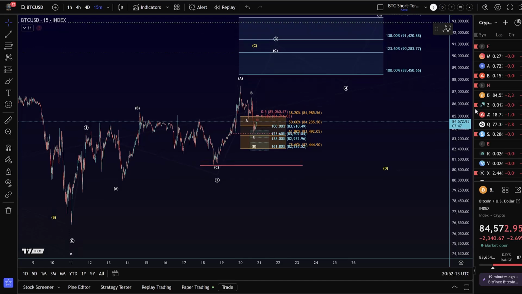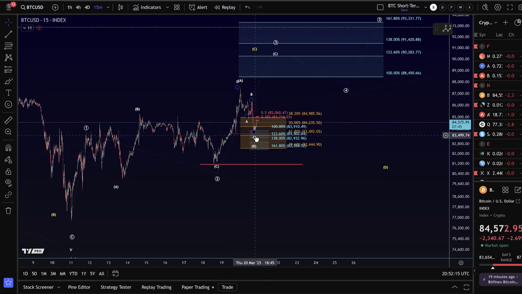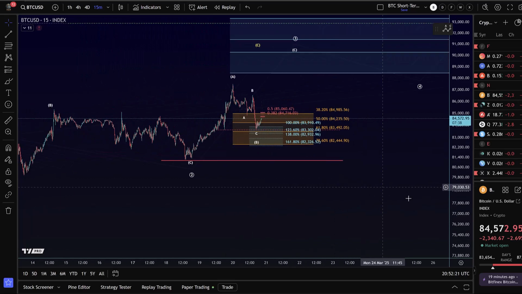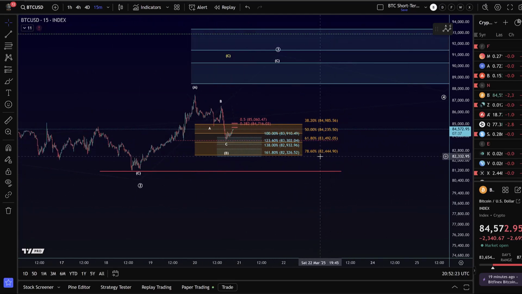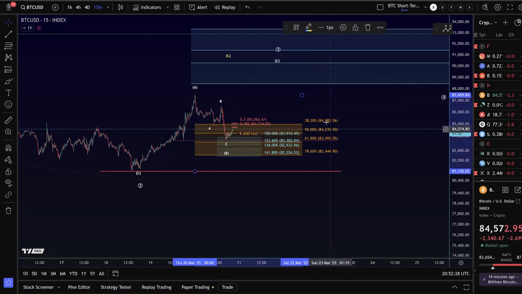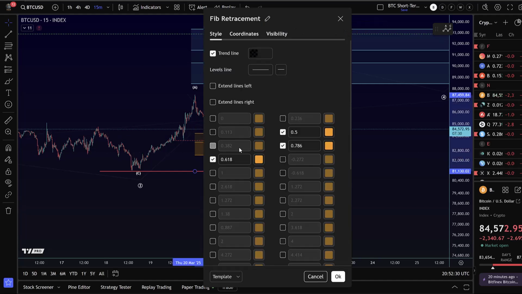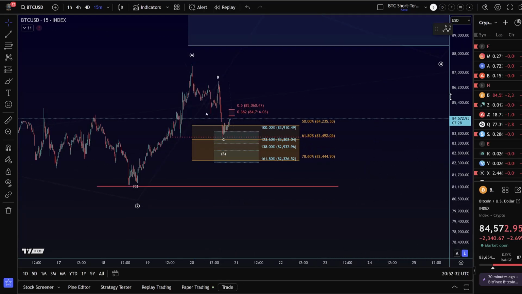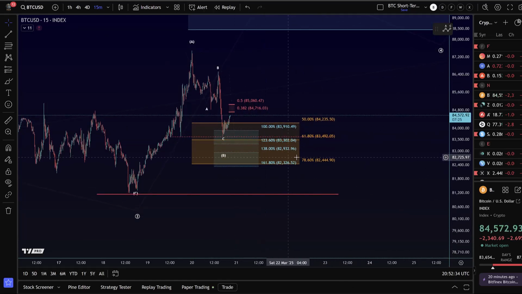All we have seen today was a pullback into this orange Fibonacci support zone, which, if you followed the previous video, you know that already, is positioned between 82,444 and 84,235. I can remove the upper section now, we don't need that anymore. But this is the Fibonacci support zone we were watching for today.